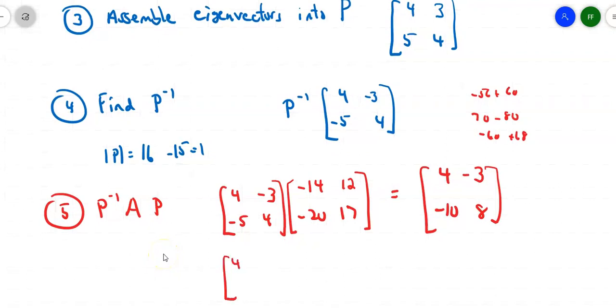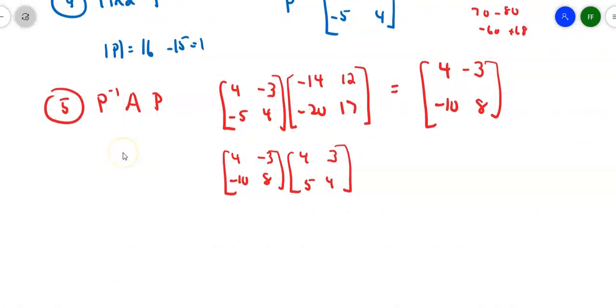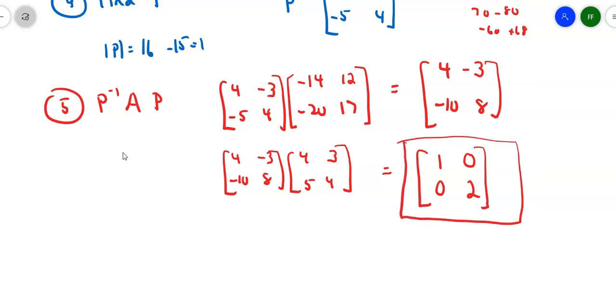So let's take 4, negative 3, negative 10, 8, and multiply it by 4, 3, 5, 4. So this gives me 16 minus 15, which is 1. The outsides give me 12 minus 12, which is 0. Negative 40 plus 40 is 0. Negative 30 plus 32 is 2. There it is. My diagonal matrix. Lambda's down the diagonal, and it's all good.